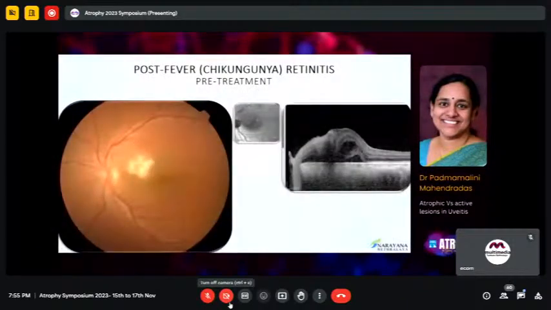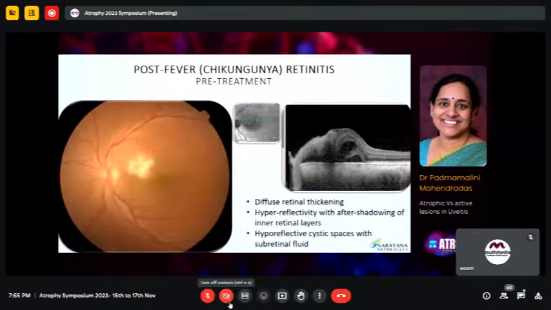Next, we'll move on to post-fever retinitis. Here is a patient with retinitis in the posterior pole secondary to chikungunya infection. OCT shows hyperreflectivity with aftershadowing with intraretinal hyporeflective cystic spaces with subretinal fluid. This is normally seen in all forms of post-fever retinitis.